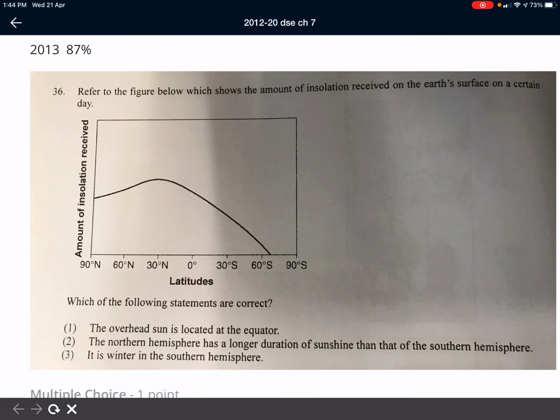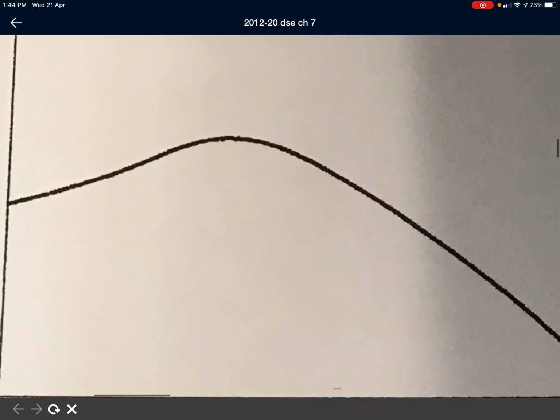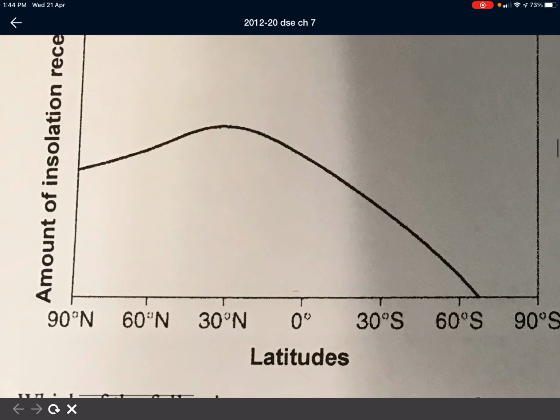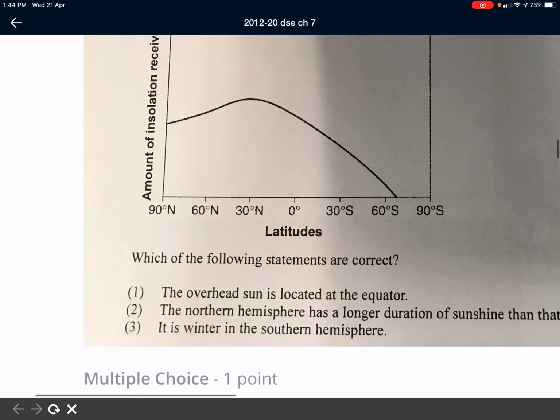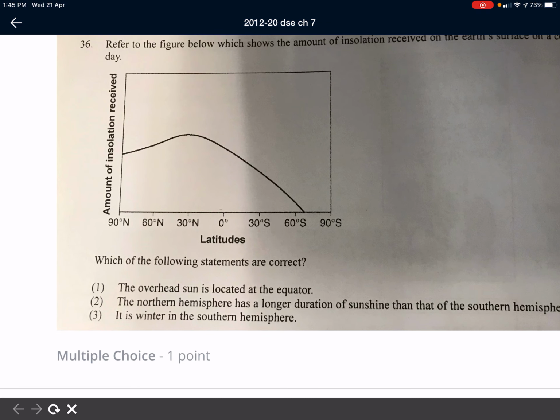The overhead sun is located at the equator, isn't it? I don't think so, because the overhead sun should be right here, at about 30 degrees, which has the largest energy amount, but not at 0 degrees. The northern hemisphere having a longer duration of sunshine than the southern hemisphere, true, because once the overhead sun is in a specific hemisphere, it will become longer daytime. Okay, so accordingly number 2 is correct.